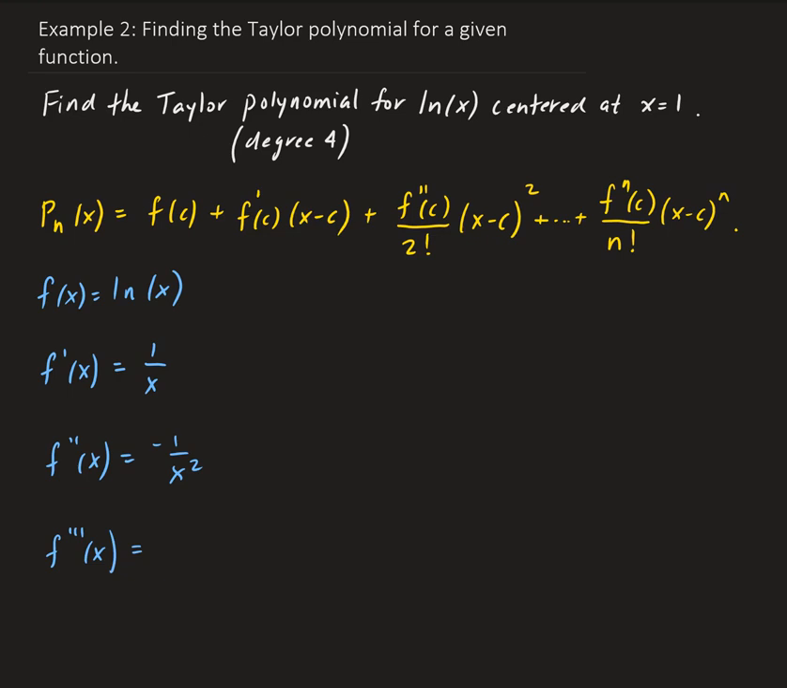And then the third derivative is going to be positive 2 over x cubed. And then the fourth derivative is going to be minus 6 over x to the fourth. So we're going to go ahead and evaluate these at our expansion point.